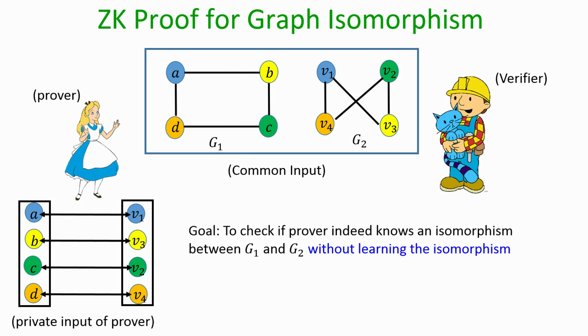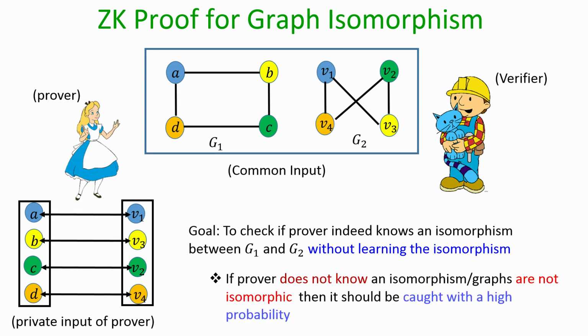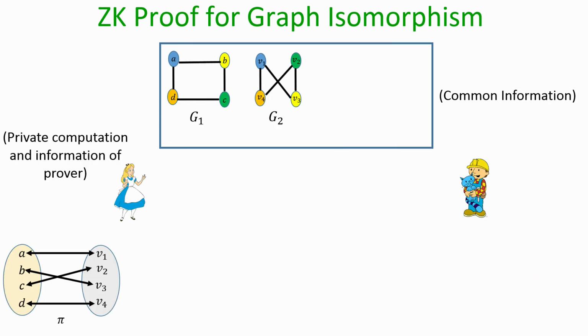The goal here is to design a protocol which allows Bob to learn whether these two graphs are isomorphic without actually learning the isomorphism. It should be sound in the sense that if the prover does not know the isomorphism, or the graphs are not isomorphic in the first place, then she should be caught while giving the proof with very high probability. So let us see how exactly the zero knowledge protocol is designed here.